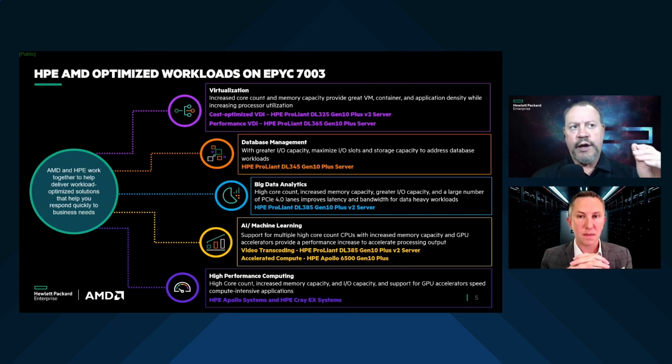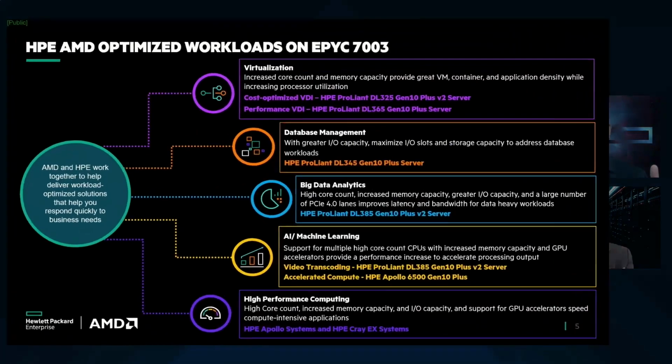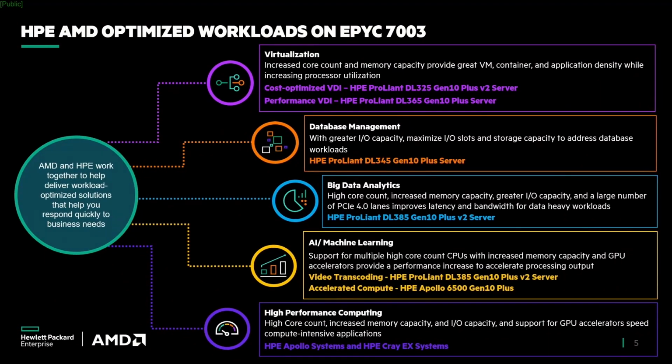But let me just drive down through big data analytics, right? When you talk about big data analytics, now this is something where I'm going to do a whole lot of multi-threading. I'm going to need a lot of cores, right? So I need those 60 plus cores to be able to do that big data analytics, and IO capacity and those PCIe 4.0 lanes.